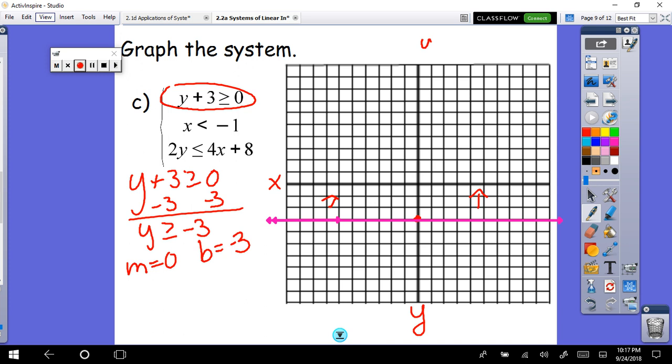Now y is greater than negative 3, that should be above, because the y values are bigger than negative 3, above that line. Like if you plugged in 0, 0 is greater than negative 3. So we shade above. So we're going to shade above that line.